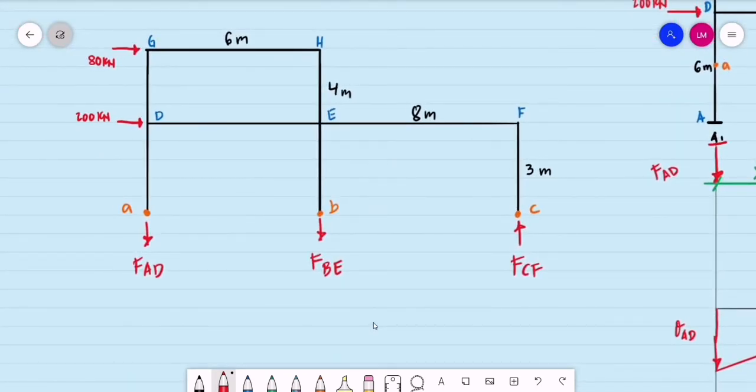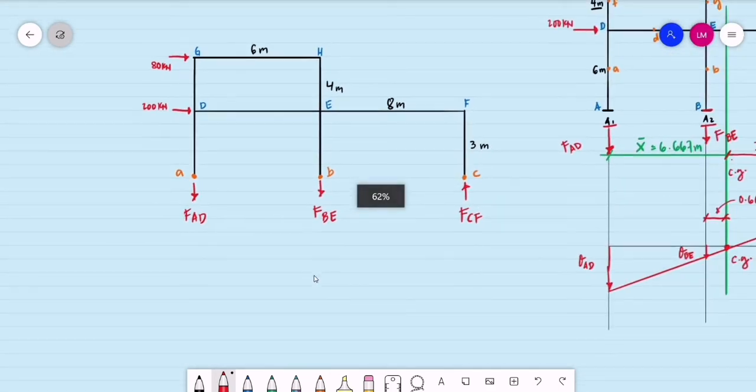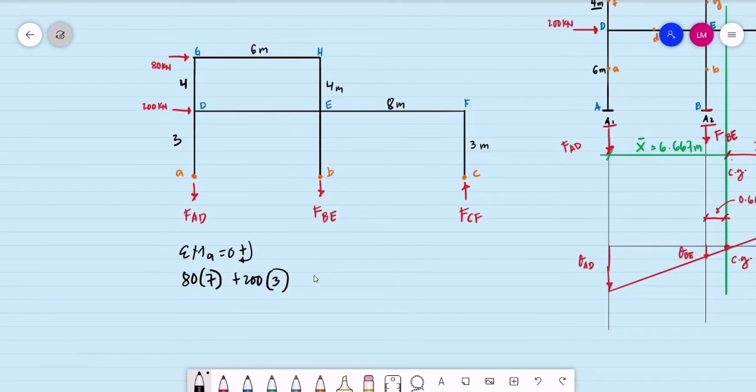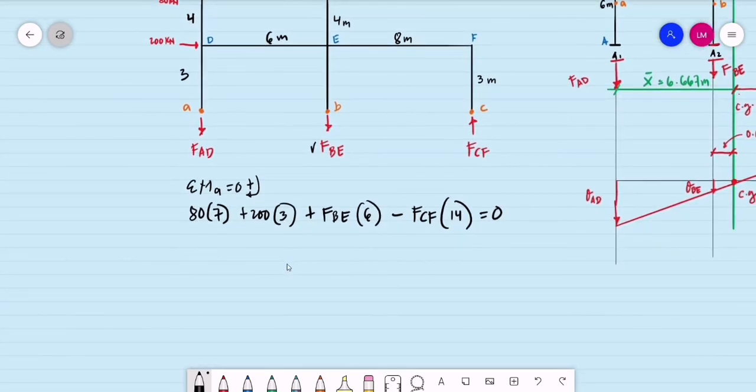So now we can have an equation. I'll be doing the summation of moment at the point of inflection A equal to 0, assuming clockwise moments to be positive. So what are the clockwise moments? We have the first lateral load, 80 kilonewtons, at a distance of 3 meters plus 4 meters, at a distance of 7 meters, plus the 200 kilonewtons at a distance of 3 meters, plus the axial force for member BE multiplied by 6 meters, minus the axial force for column CF multiplied by its distance, which is 14 meters, equal to 0. So we have an equation in terms of CF and BE.